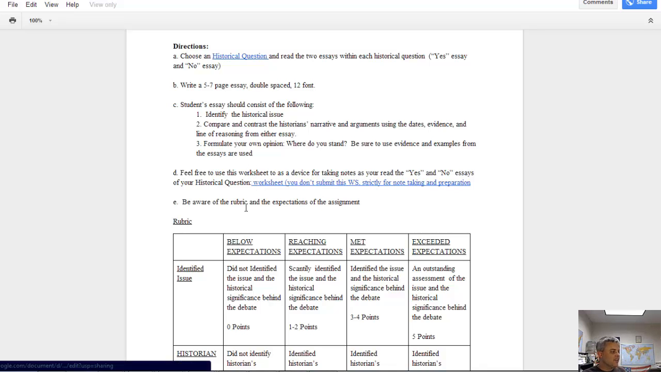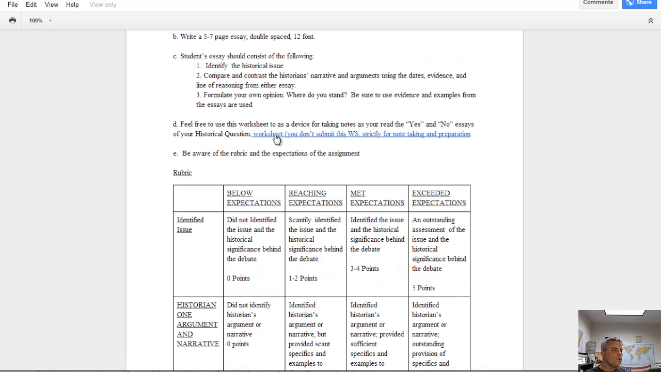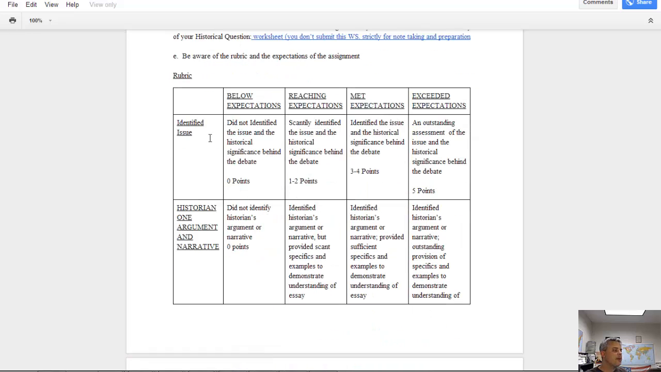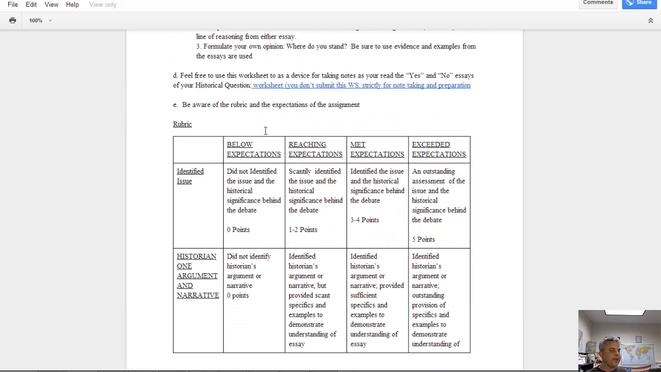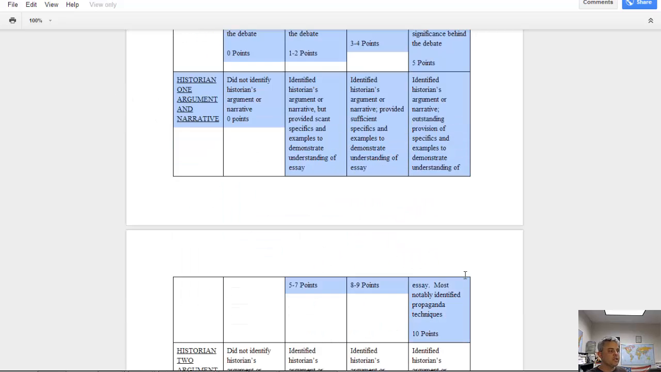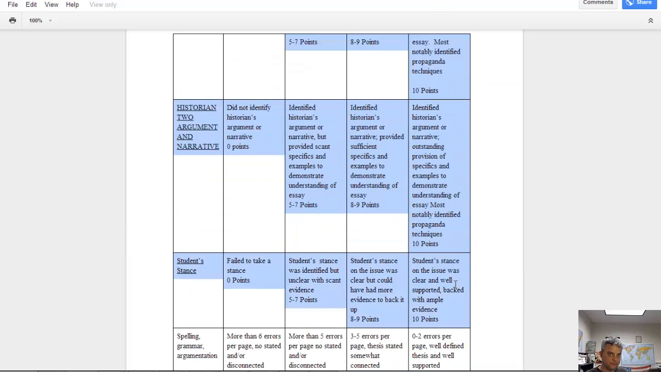And then right here, this is a little worksheet. It's not required in any way, but it might be helpful as you're reading the essays to write down notes as it's listed there. I'll just let you look at that. And then, as you're preparing the essay, I would have this close at hand because this is what I'm going to use to assess your paper. All right.